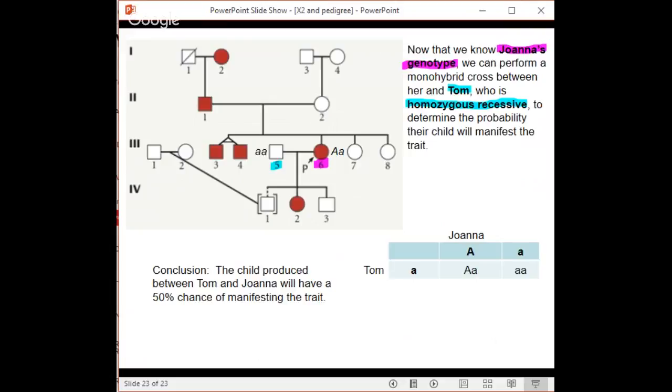So Joanna, the heterozygote, and Tom are crossed. The only two possibilities we can have is a completely recessive offspring or a heterozygous offspring. So the conclusion we come to is the child produced between Tom and Joanna will have a 50% chance.